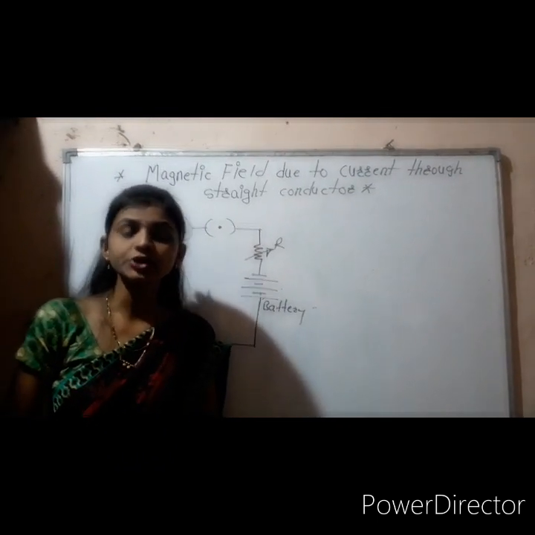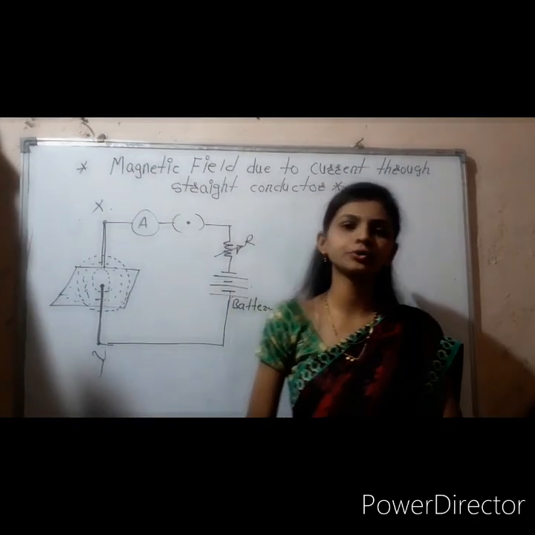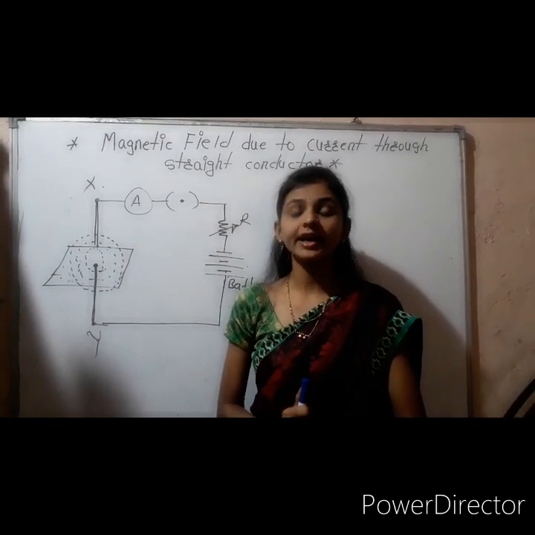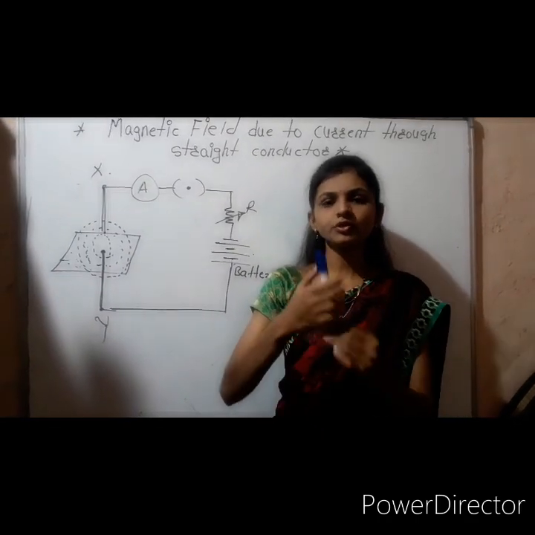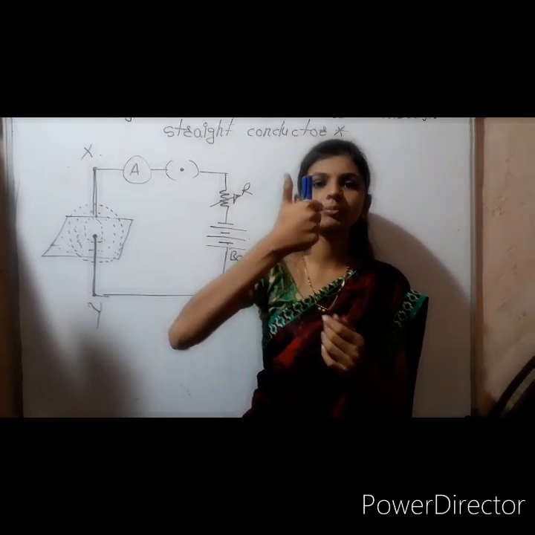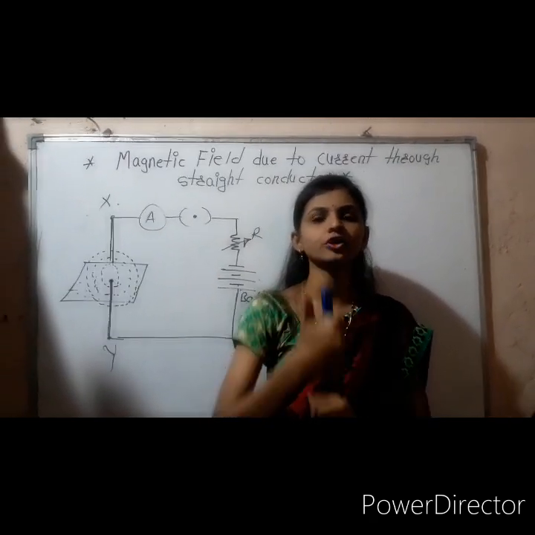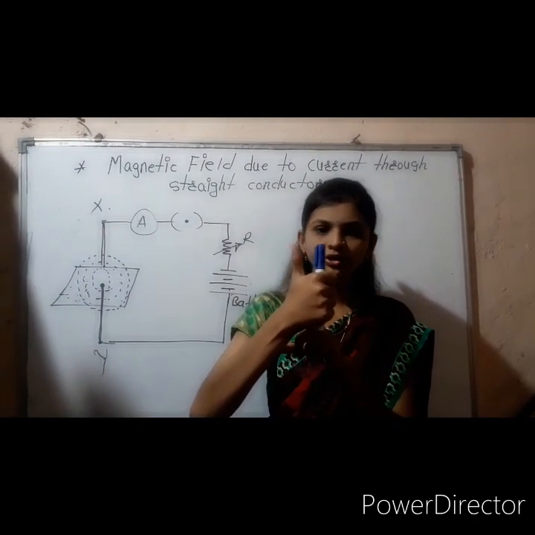Now we came to know that there is a magnetic field here, but how to find out the direction of the magnetic field? So here one more important thing we are going to learn, that is the right hand thumb rule. So what is the right hand rule? According to the right hand rule, suppose this is the conductor. Hold that conductor with your fingers, and the upside thumb is showing the direction of the current. It means that the thumb is showing the direction of the current.